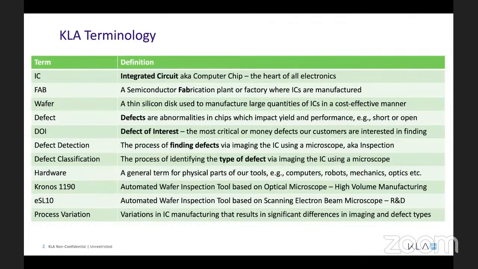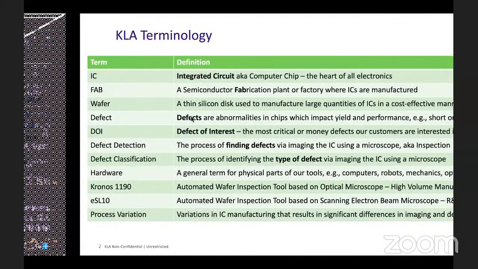In the fab, these chips are manufactured on wafers for cost-effective manufacturing. Many chips are produced on a single wafer at one time, and it's just this 300 millimeter diameter disk of silicon. It's a very thin disk, but 300 millimeters in diameter.